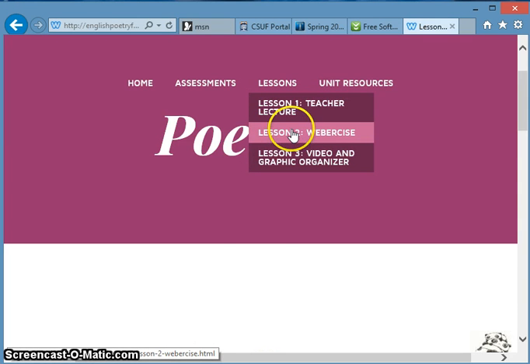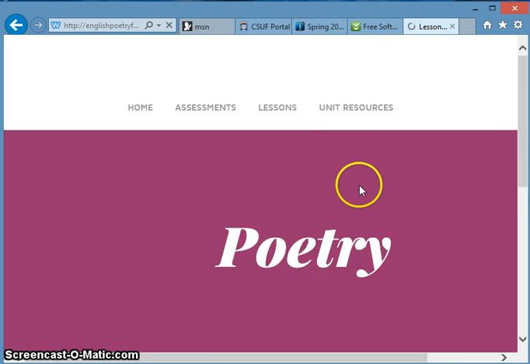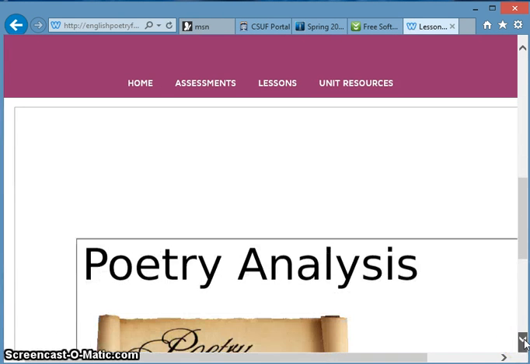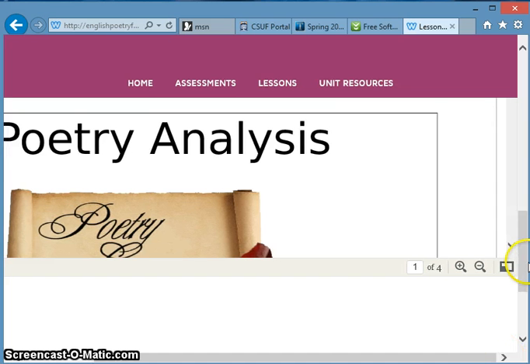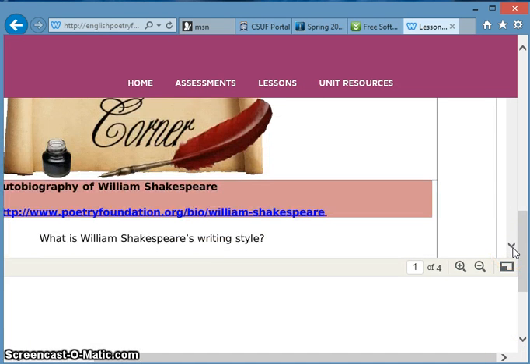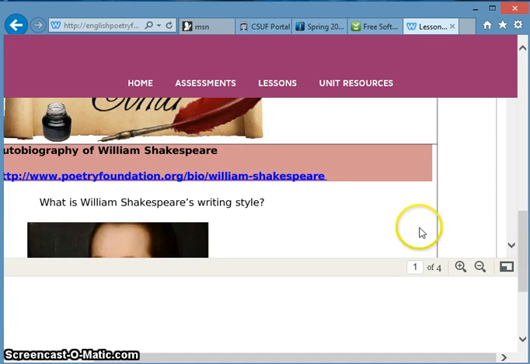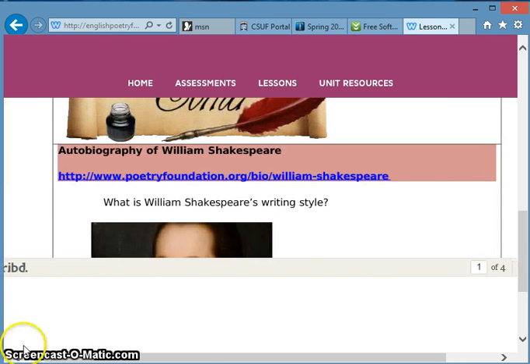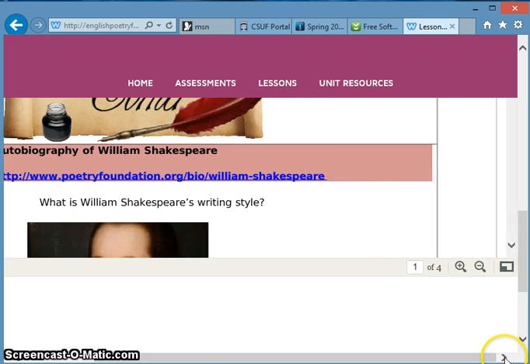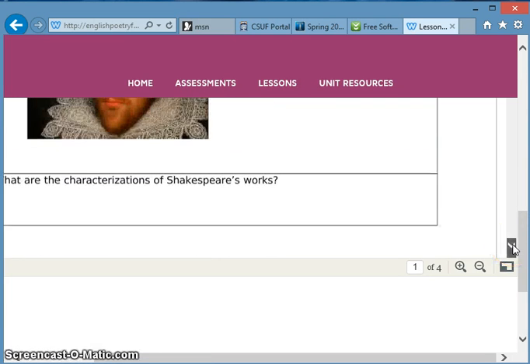Also, the second lesson in my unit plan website is called the Webercise, which is an effective activity that students should complete in order to practice their analysis of poetry. This Webercise activity includes analysis of a poem of Shakespeare, which students should reflect on its writing style, and they can also view the website right here to see William Shakespeare's famous works.